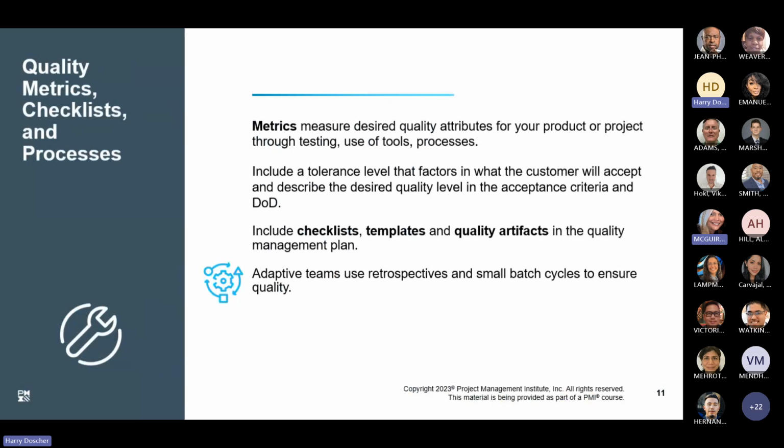So let's hit quality metrics, checklists, and processes. What we want to be able to do is to keep track of key parameters that are going to allow us to assess the quality of the deliveries on a continuous basis. Now, the metrics may change from phase to phase or from iteration to iteration. The metrics can include checklists, templates, quality artifacts, and the quality measures that are listed in the quality management plan.